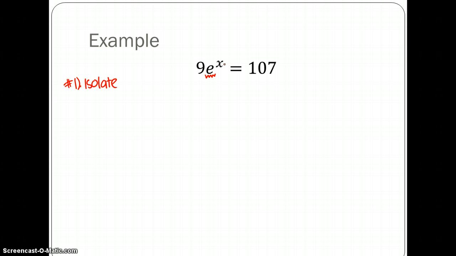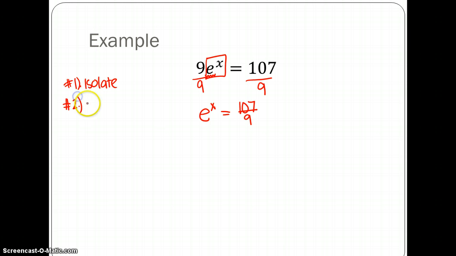I want to get that portion all by itself. So how do I get e to the x all alone? Well, I need to get rid of this 9, so I need to divide both sides by 9. E to the x equals 107 divided by 9, which is of course not a very nice number, but I'll leave it as 107 over 9 until we get to our final answer. So first thing, get the base and the exponent alone.